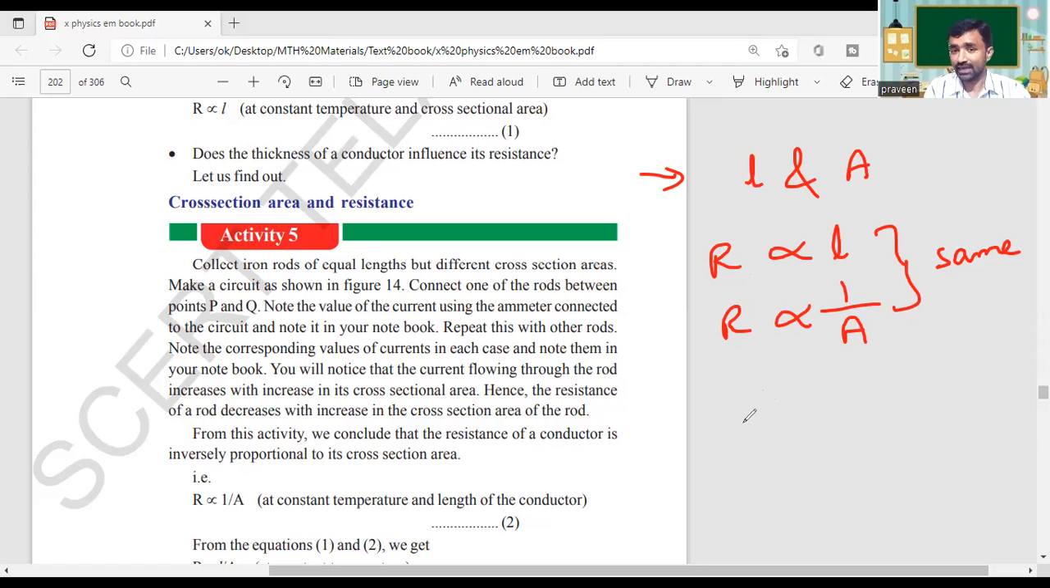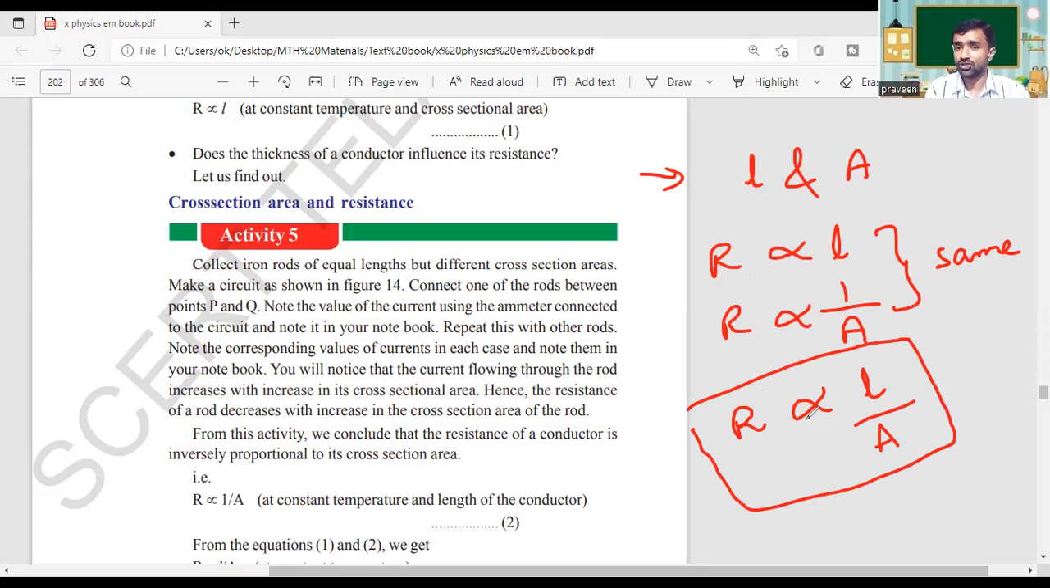Here I am trying to write a common relation between them. R is directly proportional to L and inversely proportional to the cross-sectional area. So R is proportional to L by A. If I remove the proportionality, I am able to write R into A by L equals a constant, that is, R A by L equals constant. That constant is called the proportionality constant.